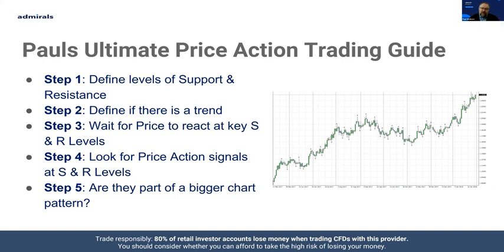Step three is, if there is a trend in place, we're looking to see how price reacts at key support and resistance levels. Because if we're in an uptrend, we want opportunities to buy at support. If we're in a downtrend, we want opportunities to sell at resistance. That might be the horizontal levels you've drawn on from step one, or big round psychological numbers, which are important.